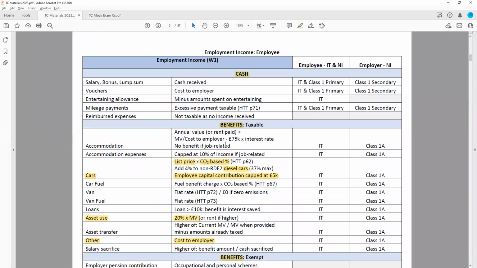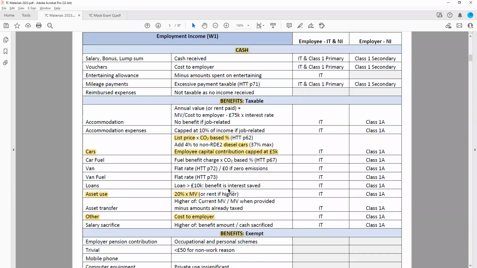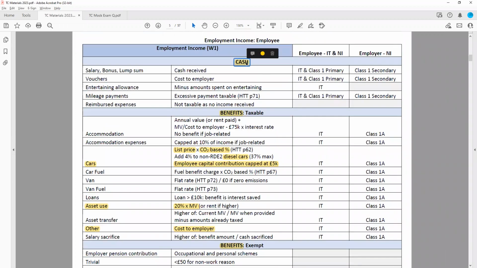One way I suggest doing that is make sure you've understood what all of the amounts represent, and then understand the tax treatment. So the individual tax treatment in terms of how to do the calculations, but also the big picture as well. Remember, cash, employee pays income tax and national insurance. Employer also pays national insurance, but the benefits, the employee only pays income tax. Employer still pays national insurance, but it's class 1A. That's an important thing to pick out.